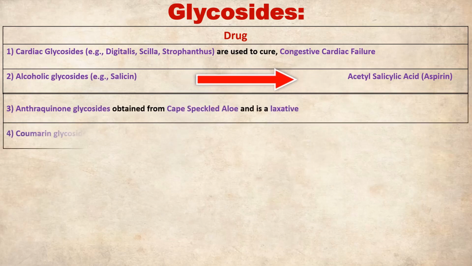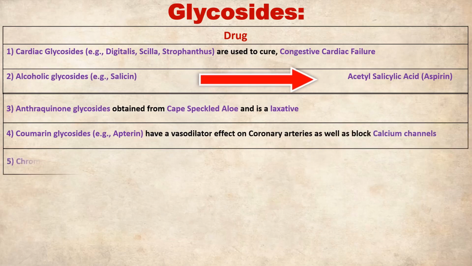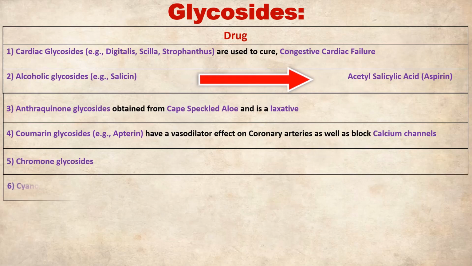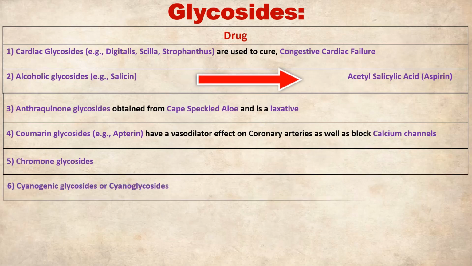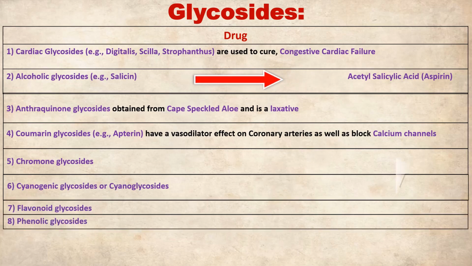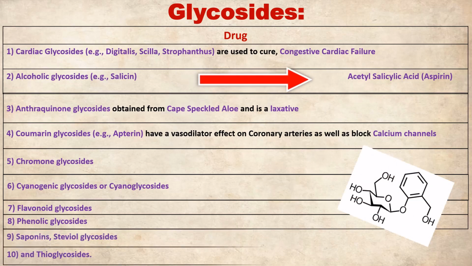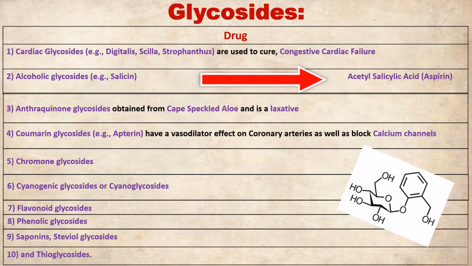The coumarin glycosides have a vasodilator effect on coronary arteries as well as block calcium channels. The example is aptarin. Now there are also other glycosides such as chromone glycosides, cyanogenic glycosides or cyanoglycosides. Both are same. Flavonoid glycosides, phenolic glycosides, saponins, stabiol glycosides, and lastly the thioglycosides.